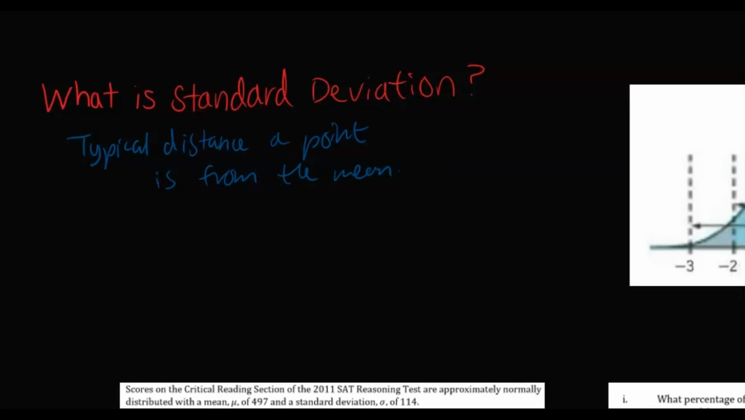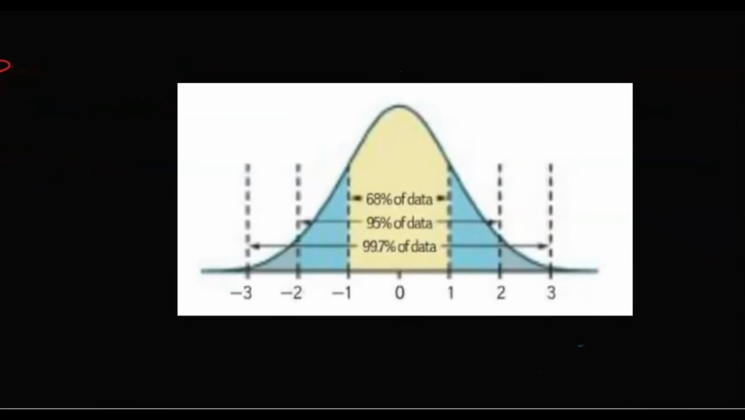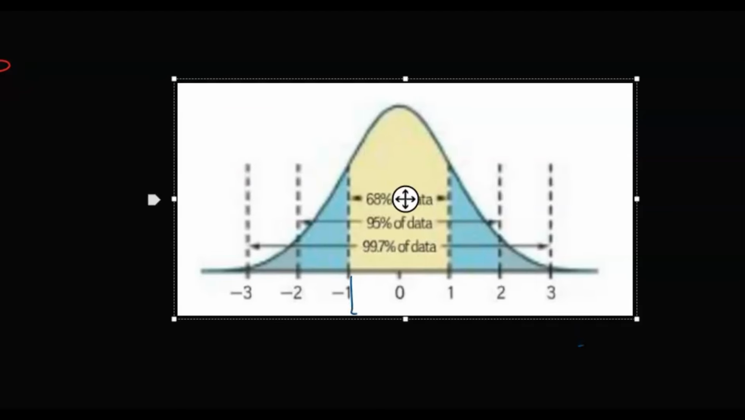Why do we even need to know the standard deviation? Well, there are some problems where it comes in pretty handy. So here's the chart I want us to look at. Basically, this is your standard deviation, right? And your mean here is at 0 because it's at 50% of the data. You can see how it's symmetrical, right? It's like a parabola and it's symmetrical in the middle.